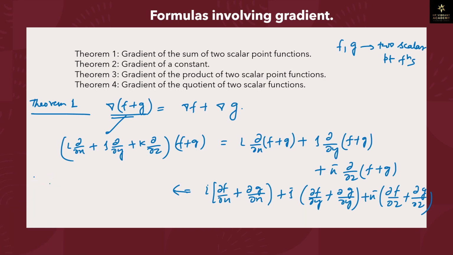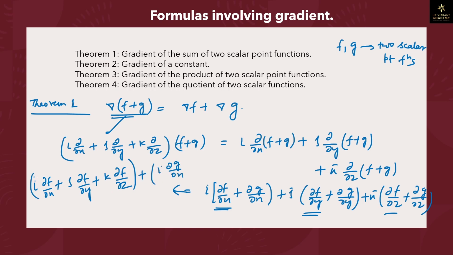Let us take the terms of f at one place. So this is i del f upon del x plus j del f upon del y plus k del f upon del z. So these terms we have written at one place. Plus i del g upon del x plus j del g upon del y plus k del g upon del z. This is equal to del of f plus del of g.